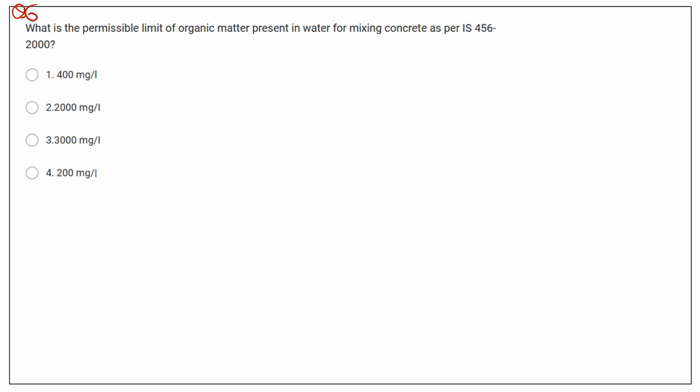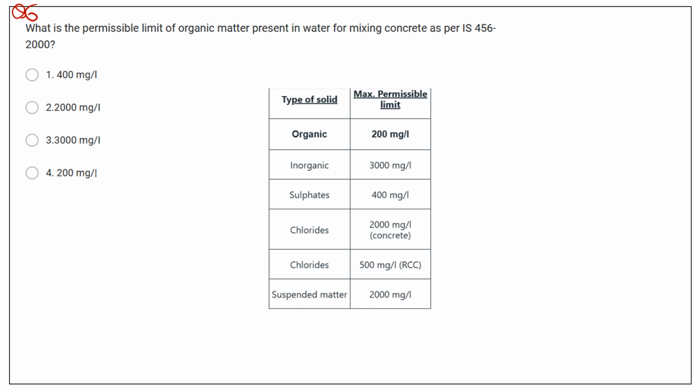The next question, sixth question. What is the permissible limit of organic matter present in water for mixing concrete as per IS 456-2000? For permissible limits, there is one chart by IS 456-2000, and this is the chart. In this chart, the type of solids and the maximum permissible limits are given.